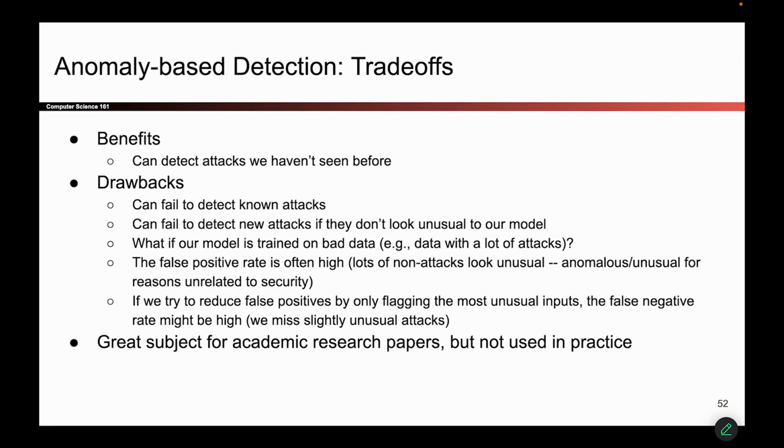There are some problems where you feed in bad data into your model. So if you confuse your model by giving it some inputs that are mislabeled or somehow incorrect, you could confuse your model and cause it to make incorrect decisions. Depending on what you mean by unusual, you could get high false positive rates. So if you try to make a very narrow definition of what's normal, then most things will look unusual, and that could create a lot of false positives. Or if you try to widen your scope and say almost everything is normal, just show me the most unusual inputs, then you might start to have false negatives where you miss slightly unusual attacks. So because of these drawbacks and the fact that these models aren't always perfect, people don't tend to use anomaly-based detection in practice, but it's a great subject if you're trying to write research papers and develop these models.